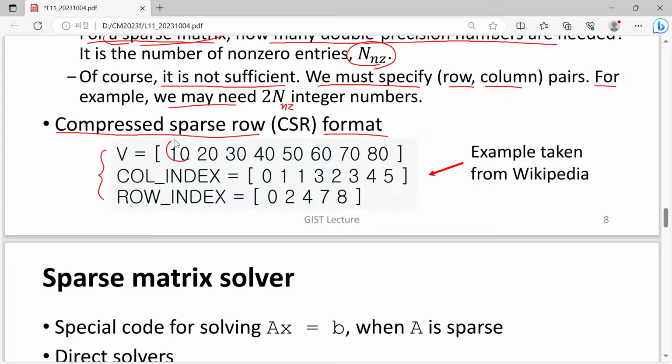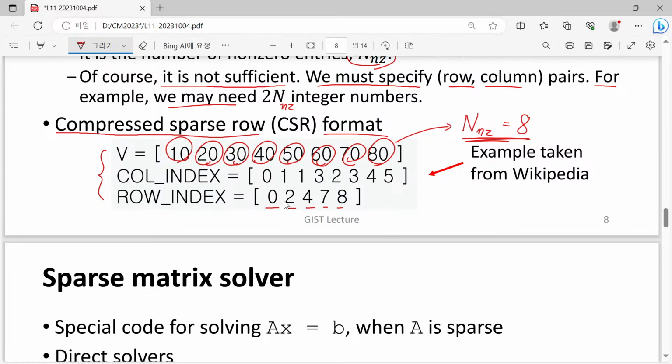Now we have 1, 2, 3, 4, 5, 6, 7, 8. What does this number 8 mean? Our number of non-zero elements is just 8. We have 8 different numbers, and here we have the row index, and here we have the column index.